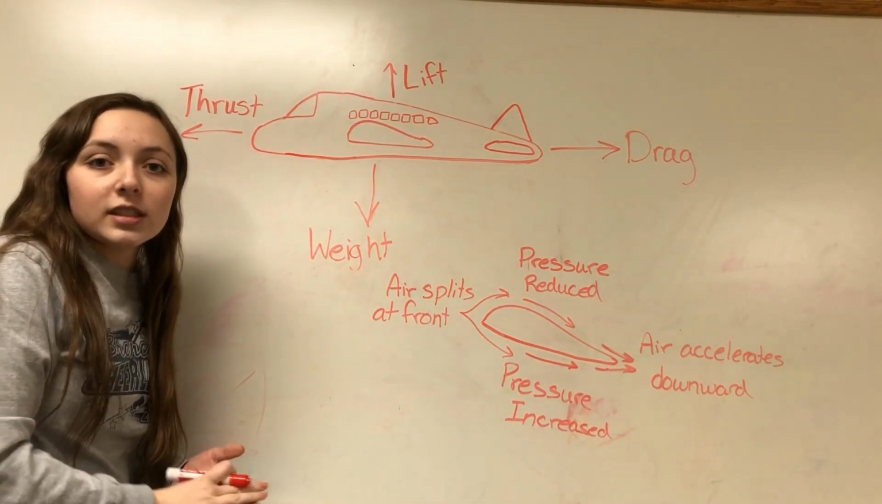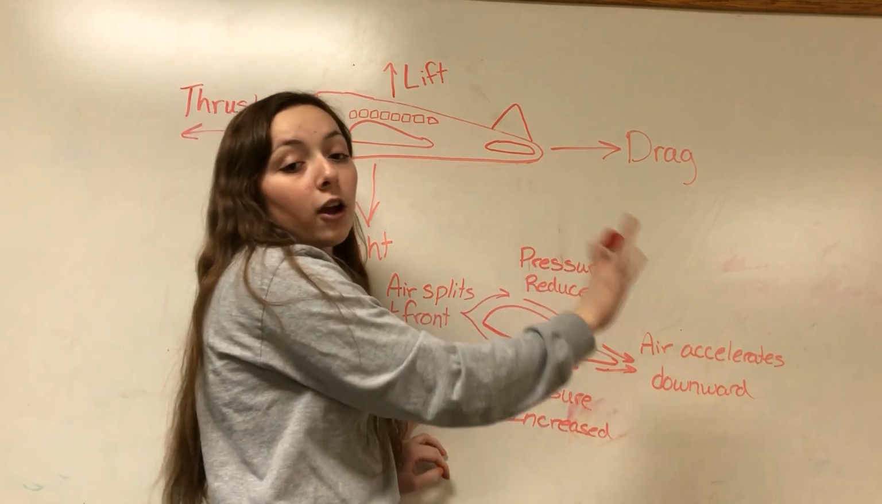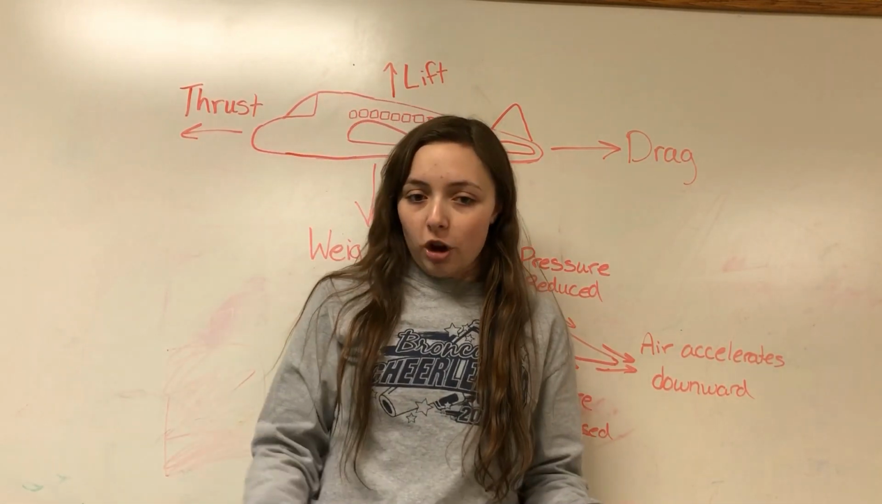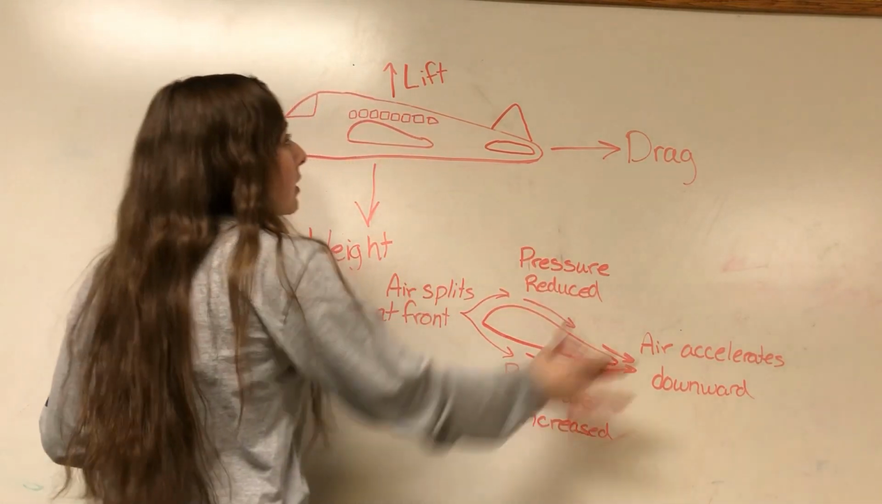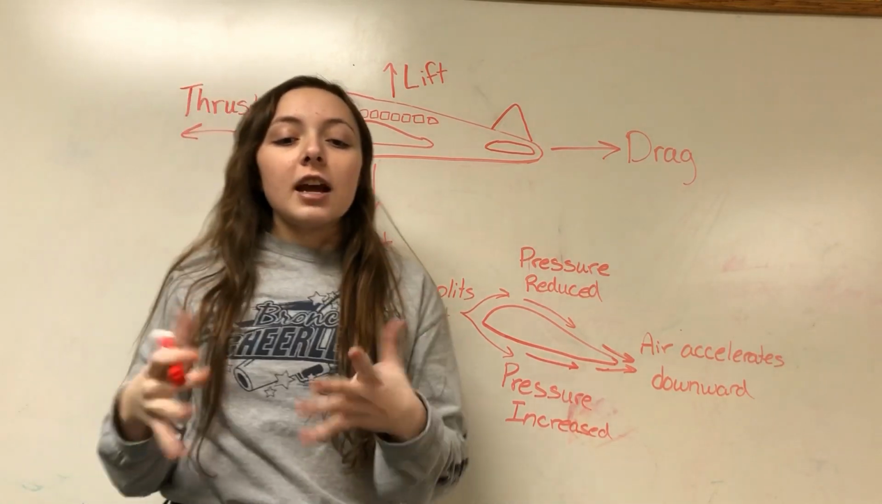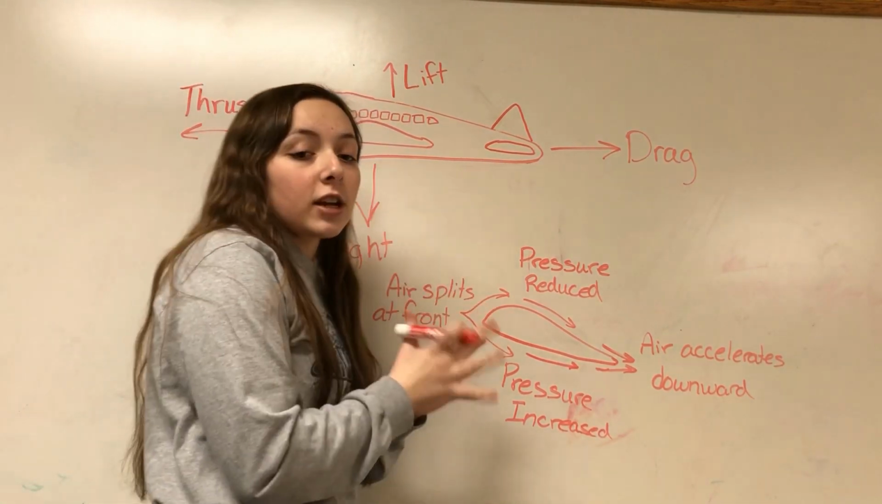Now, drag is the force that opposes the airplane's movement through the air. There are 2 types of drag. There is parasite drag and induced drag. Parasite drag is comprised of all the forces working to slow an aircraft down. There are 3 types of drag that combine to form parasite drag.